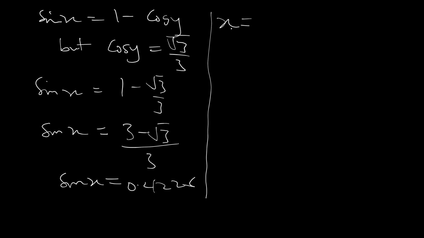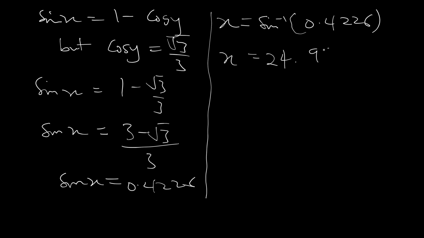Now to find x, we take the sine inverse of 0.4226. So x will be equal to the sine inverse of 0.4226. So our x should be equal to 24.9988. Corrected to 1 decimal place, our x should be equal to 25 degrees. All right, so this brings us to the end of question 4.